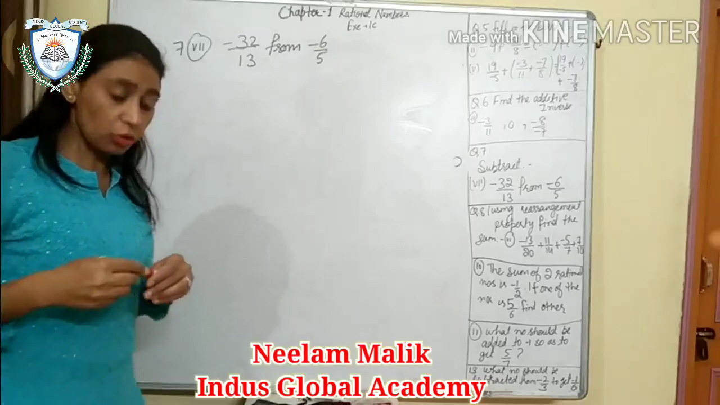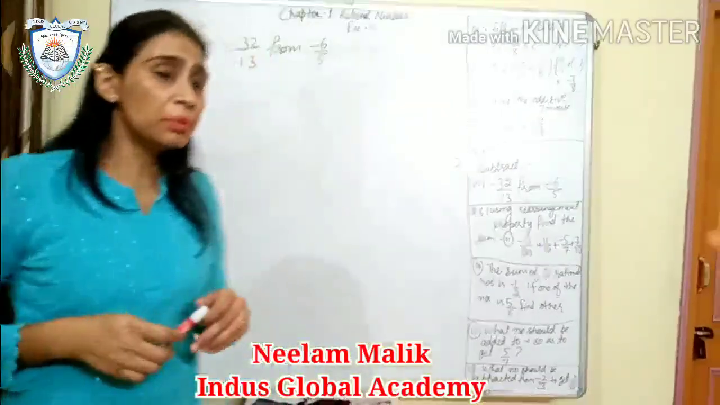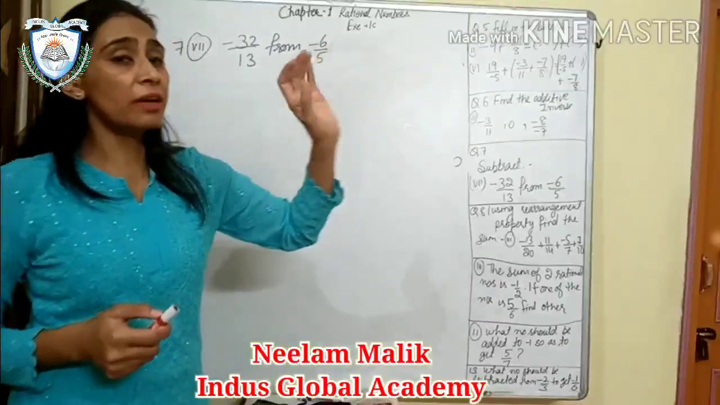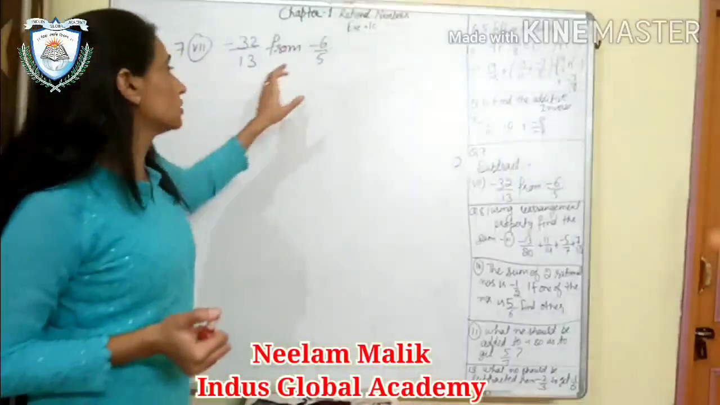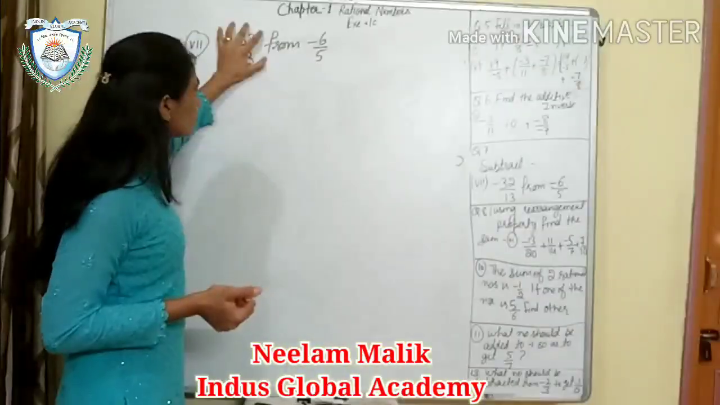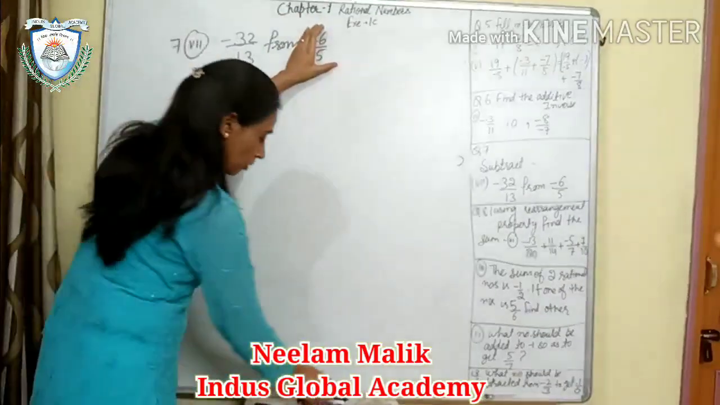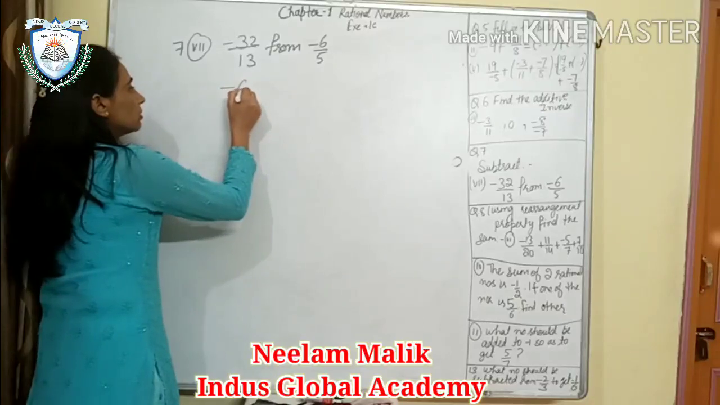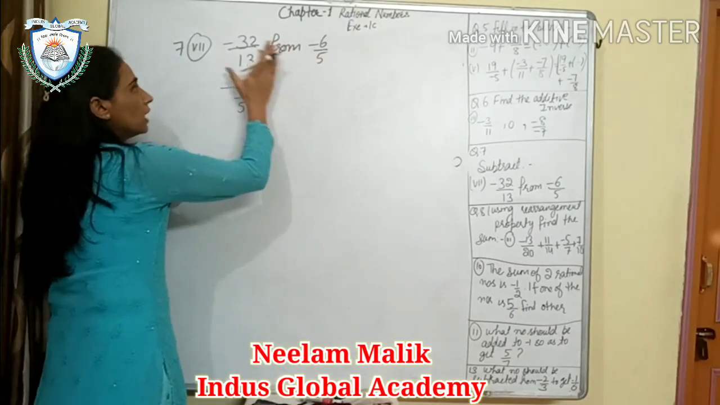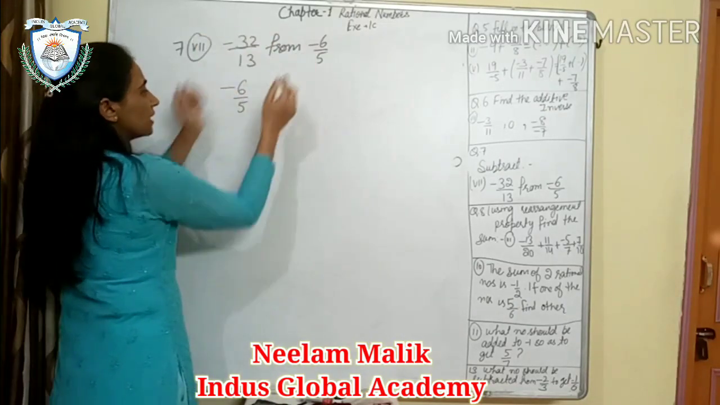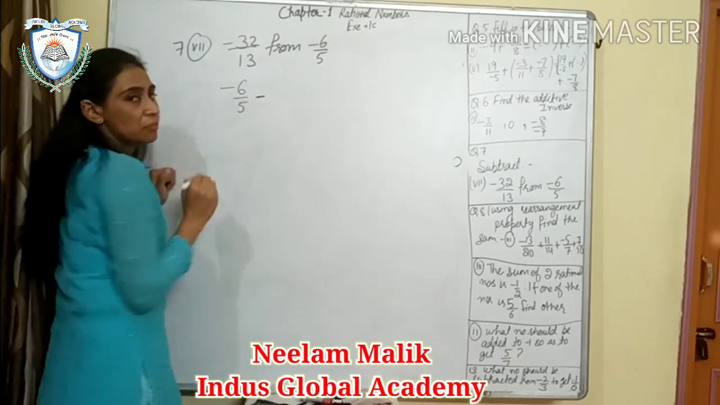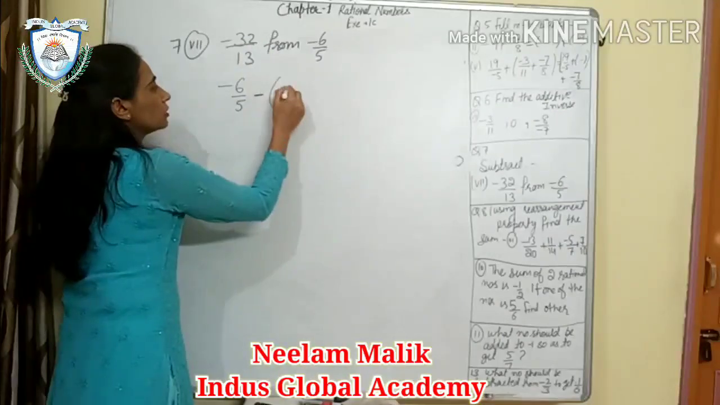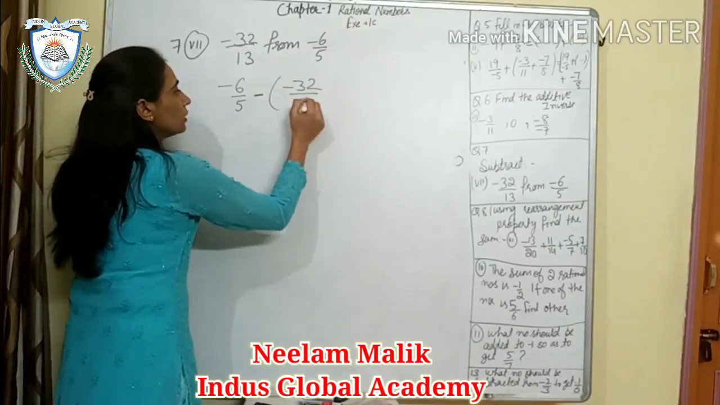We always write the number that is given next to 'from' at the first place. It means we have to subtract this one from that one. So what will our statement be? -6/5, we have to subtract this from that. Subtract means subtract, and then whatever is given to you, you will take that.